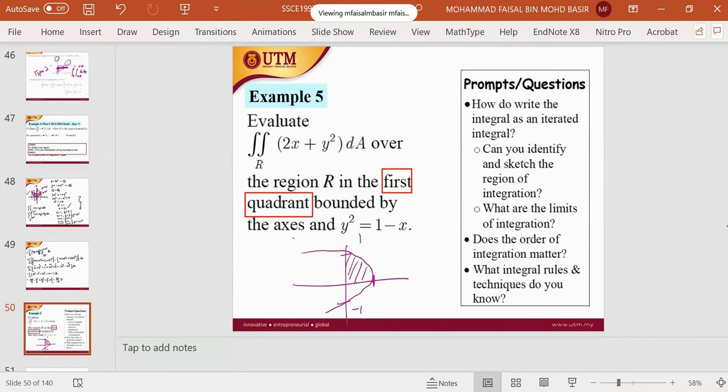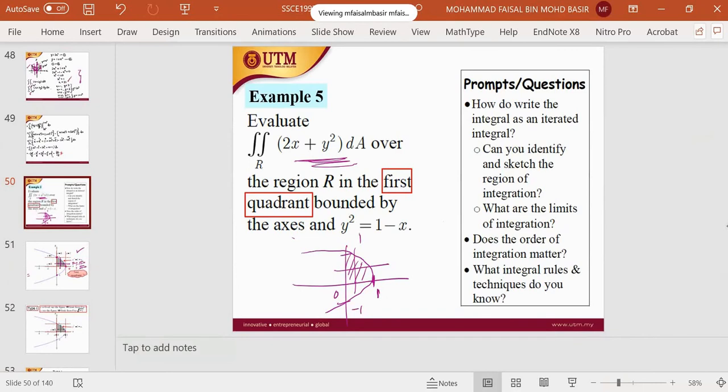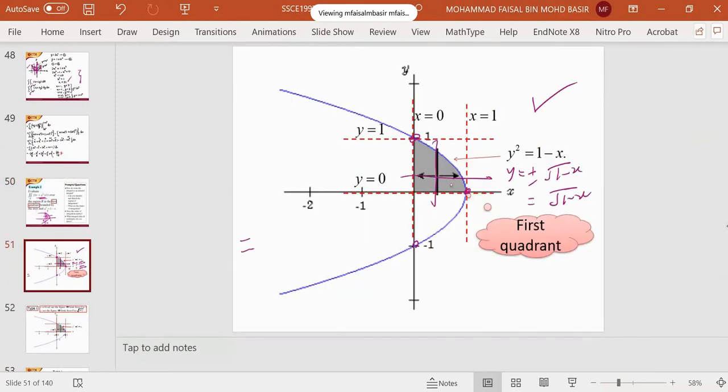Okay, so this is 0, this is 1. So you can use type 1 or type 2. You see which one is easy? Both are easy. Okay? I think both will be easy. So like this, and then you just choose.